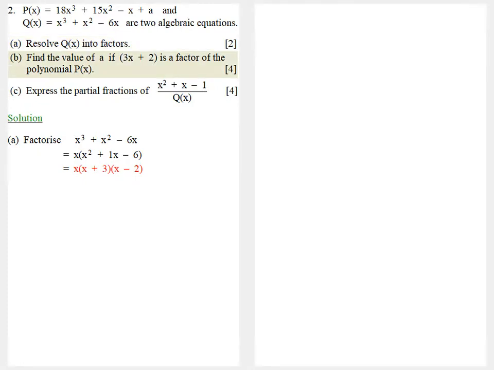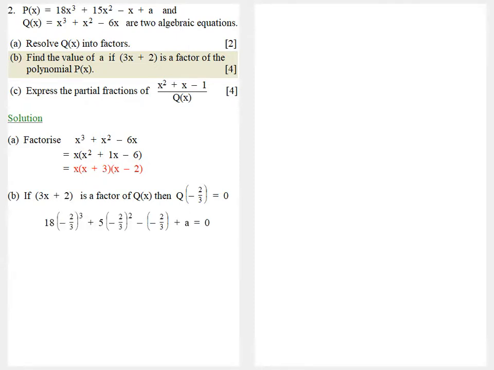Now in part B, we've got to find the value of a if 3x plus 2 is a factor of the polynomial px. Well, if 3x plus 2 is a factor, then using the factor theorem, p of minus 2/3 will equal 0. So if we substitute minus 2/3 in the polynomial p of x, we get 18 times minus 2/3 cubed plus 15 times minus 2/3 squared minus minus 2/3 plus a equals 0.